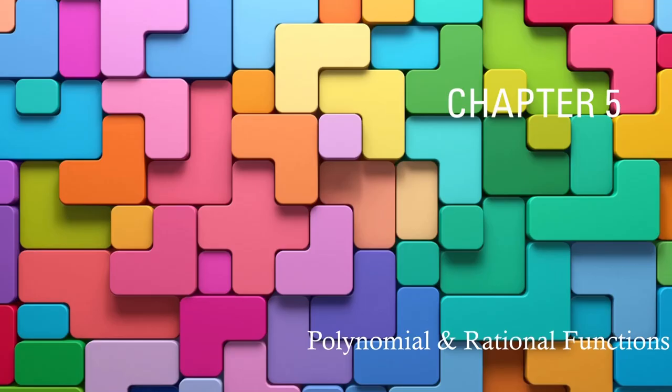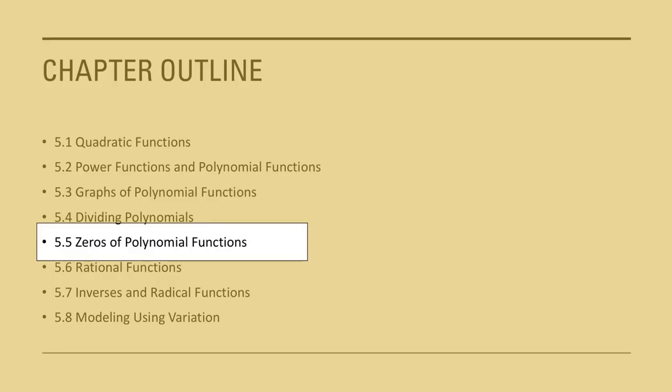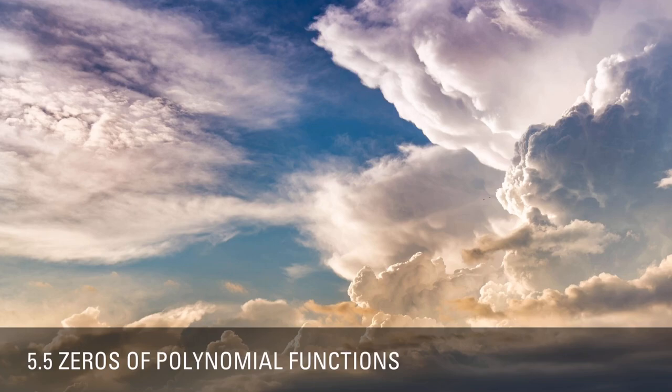All right, greetings, scholars. We're continuing our exploration of Chapter 5 on polynomial and rational functions, and here we're going to be working on Section 5.5, zeros of polynomial functions.